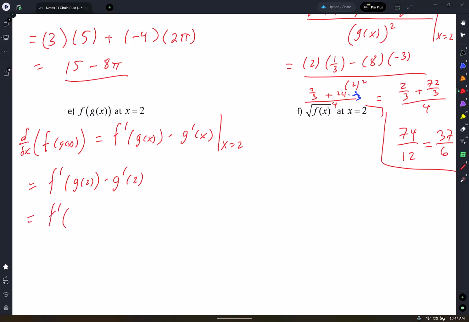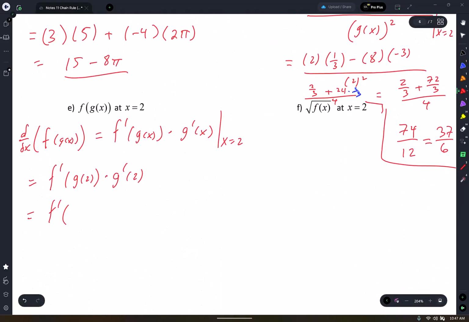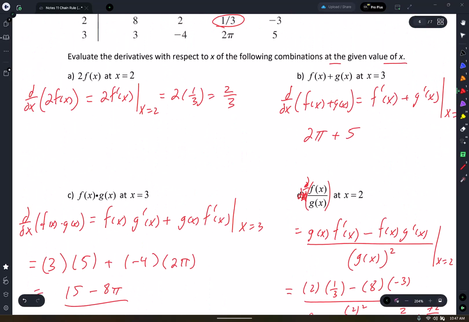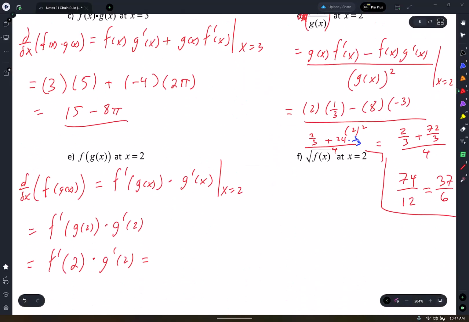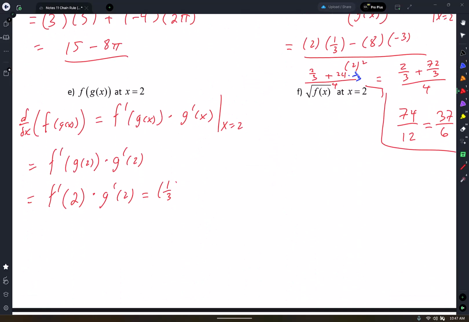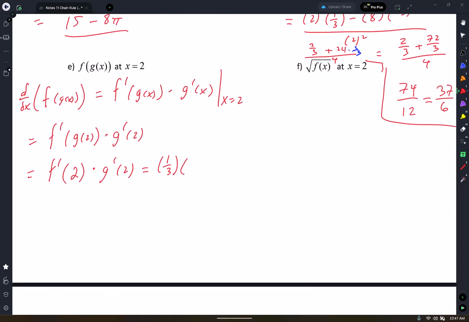F prime, what's g of 2? 2. That's by coincidence. I wish it wouldn't have been that. Times g prime of 2. What's f prime of 2? F prime of 2 is 1/3. And g prime of 2, negative 3. So negative 1.